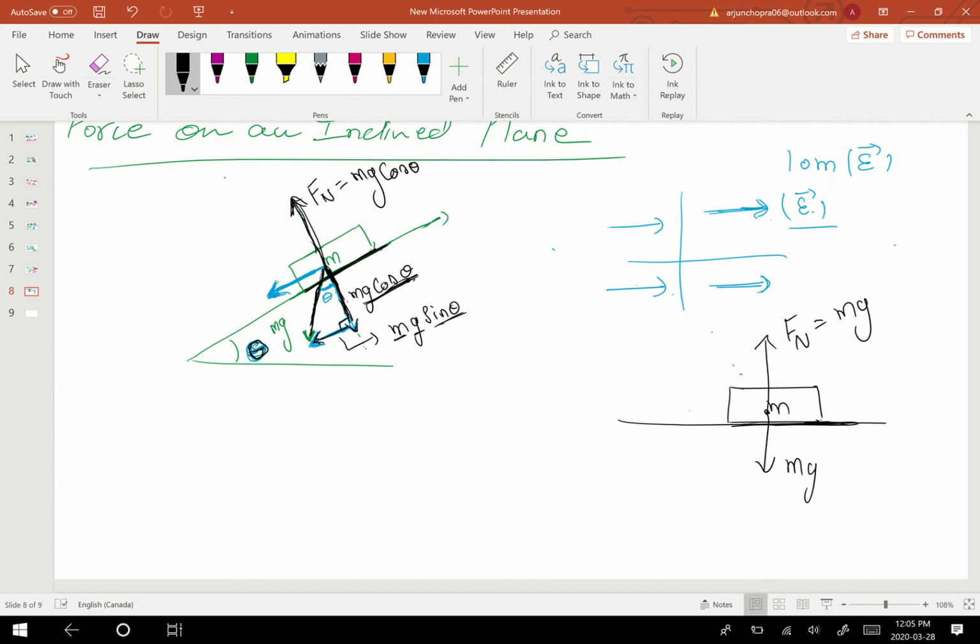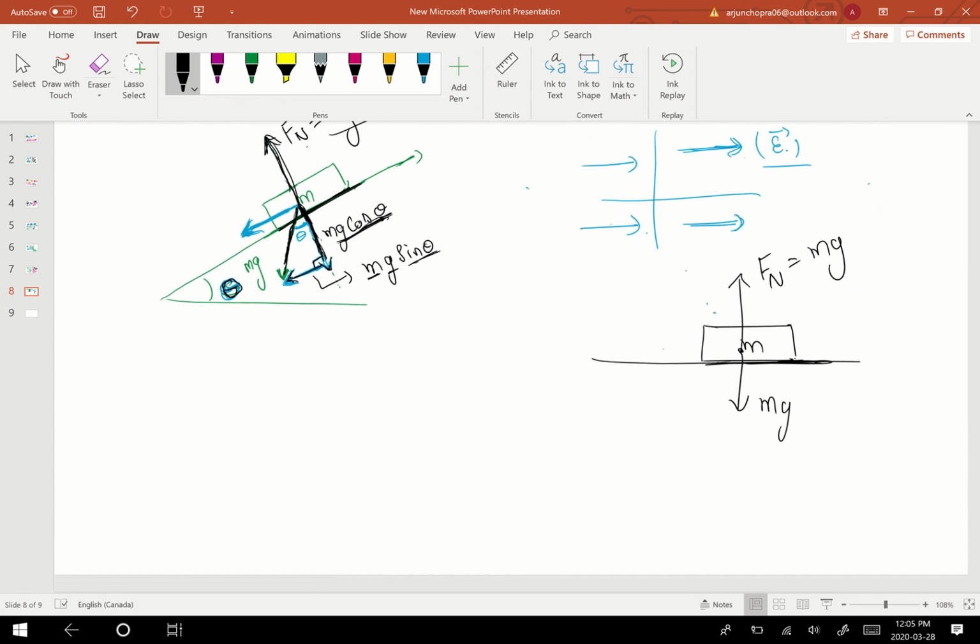Now according to Newton's third law, we figured out the Fn value, which is equal to mg cos theta. And if I recall what we learned when we were talking about the forces acting on a horizontal plane, the same concept we will apply. So if a force is applied in the forward direction, there is an opposite force, the force of friction, which acts in the opposite direction.